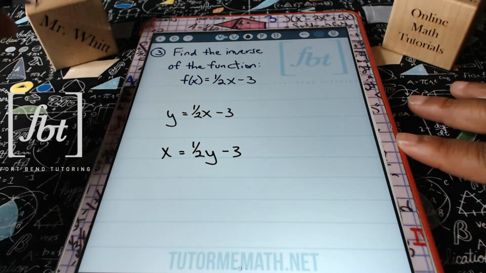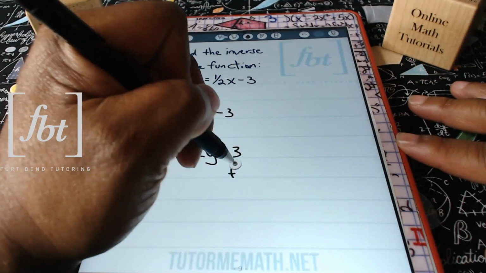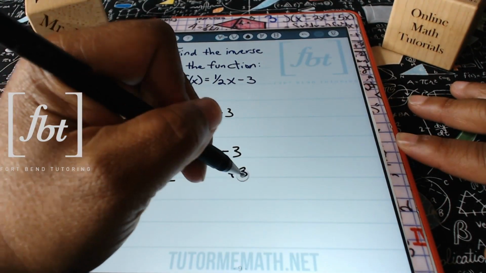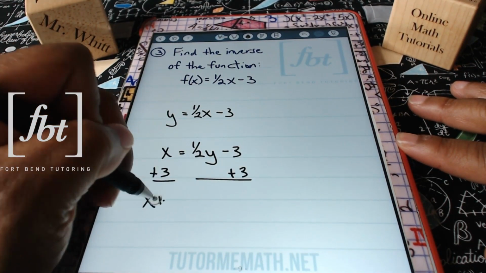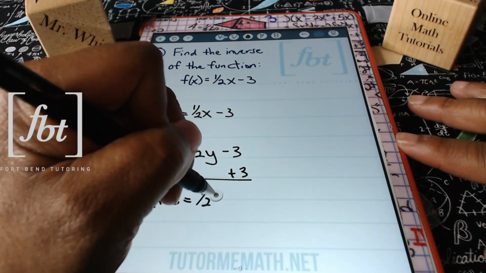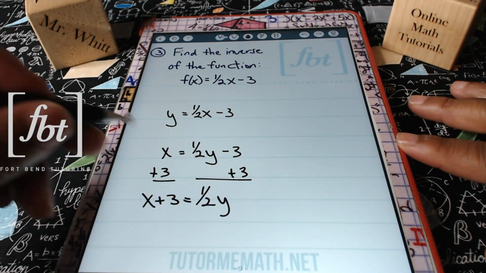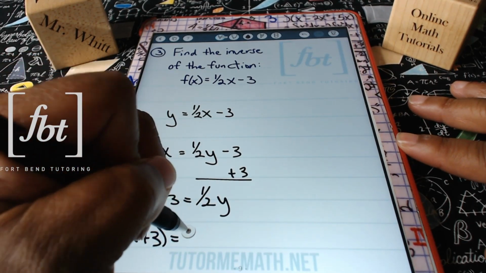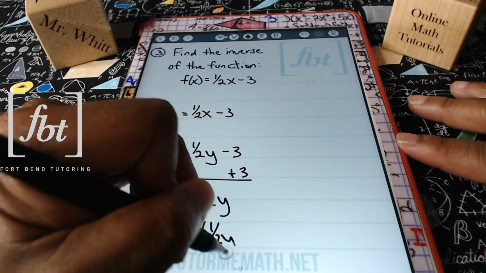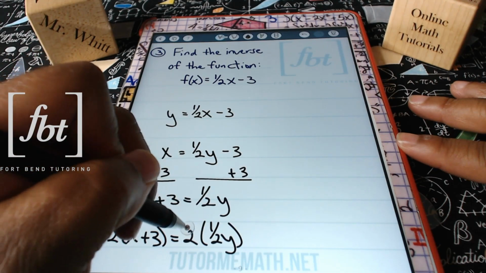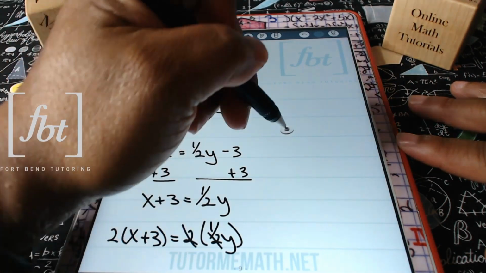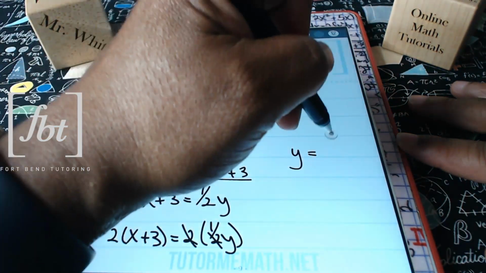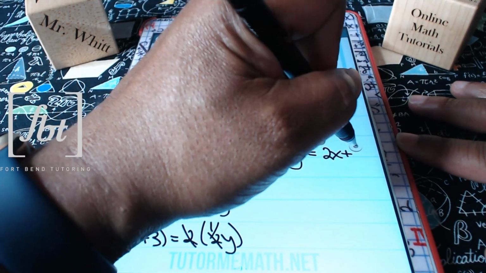So in solving for y, I'm going to add 3 to both sides. Let's do that. Okay. This will allow me to rewrite it as x plus 3 equals 1/2 y. So then I can multiply both sides by 2 and have 2 times the quantity of x plus 3 equals 2 times the quantity of 1/2 y. What happens on the right side is that the 2's will cancel out. And we'll have y equals, if you distribute, 2x plus 6.